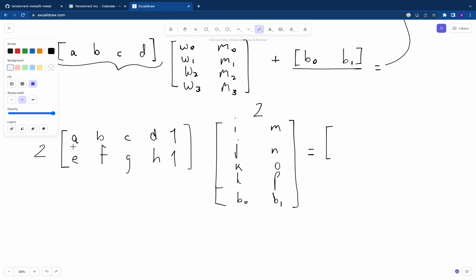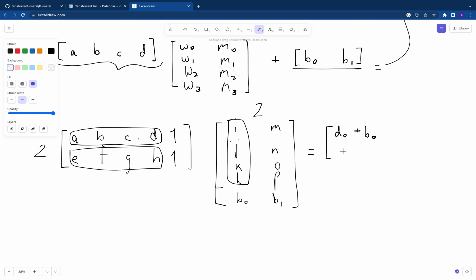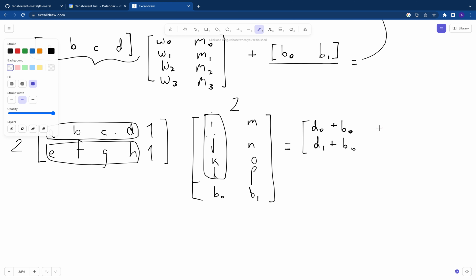Now, if we were to do the first dot product, you would pretty much get the dot product between this, and then plus b0. So I'm going to call that d0, so d0 plus b0. And then, let's say that I move to the next row. Over here, you'd be left with, let's call this d1 plus b0. And let's do the same thing for the next column. So here you would have d2 plus b1, followed by d3 plus b1.